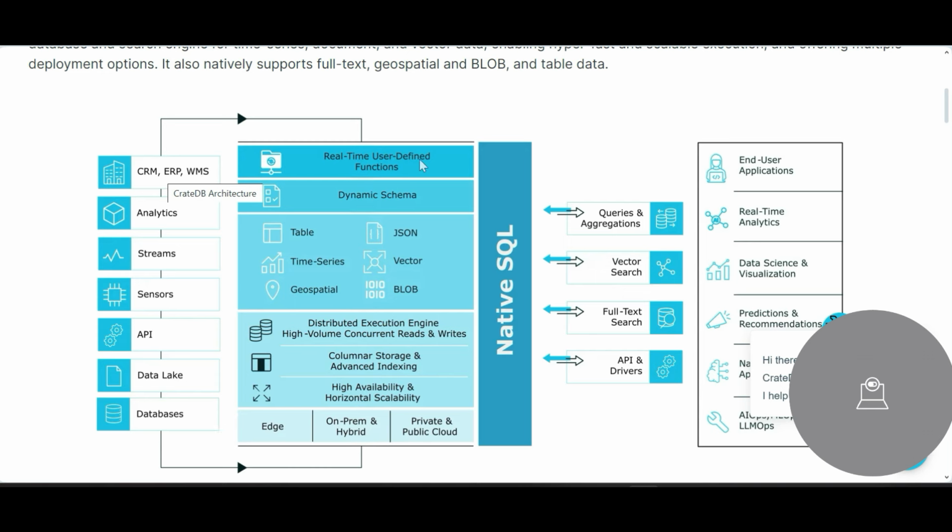So what you can do here is there is a dynamic schema. You can store tables, JSON, vector database, blobs, geospatial datasets, time series. So if you have time series and geospatial, very good. A lot of databases in the market don't support time series and geospatial. So one thing to note is it has columnar storage. The columnar storage helps a great deal with performance. Even Snowflake database is columnar storage. That is why it is able to give you very high performance.